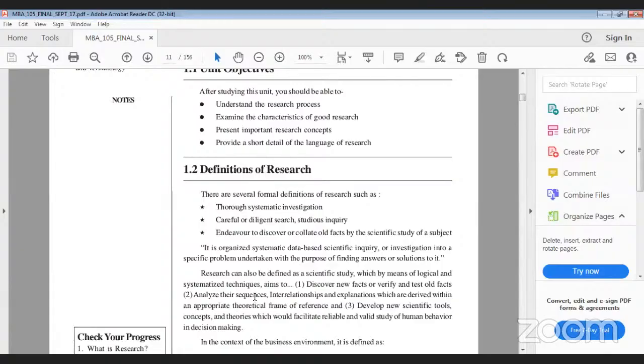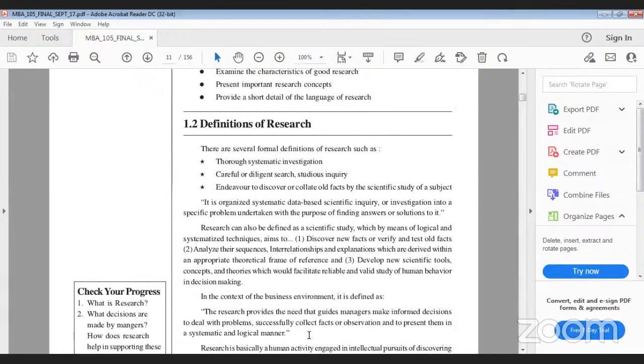Next, analyze their sequence, interrelationship and explanations which are derived within an appropriate theoretical frame of reference, and third, develop new scientific tools, concepts, and theories which would facilitate reliable and valid study of human behavior and decision making.